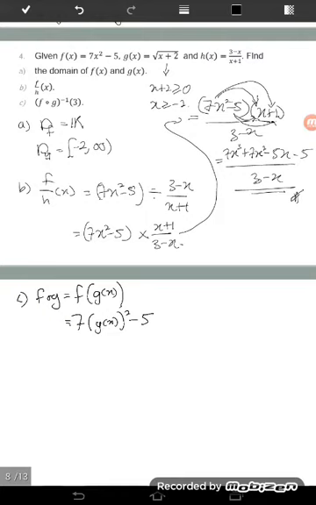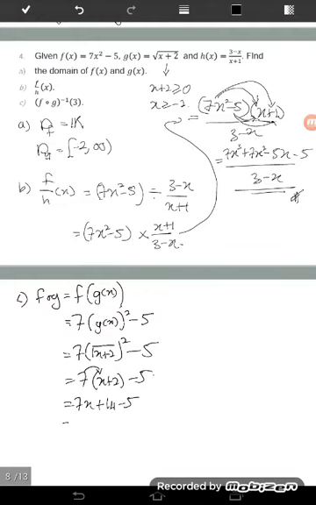And we have the function g(x), which is the square root of x plus 2, squared, minus 5. Then simplify: the square root and the square cancel. So we have 7 times x plus 2 minus 5. And then expand. So we have 7x plus 14 minus 5, which is equal to 7x plus 9.